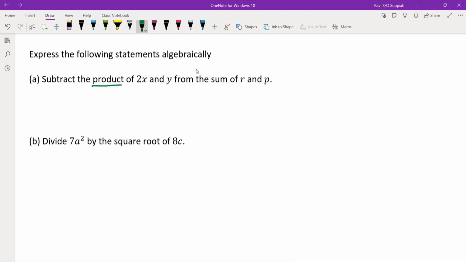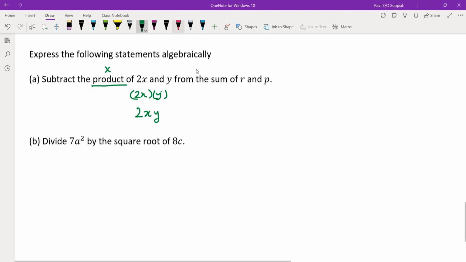So product means a multiplication of 2x and y. Okay, so basically this means 2x into y. And 2x into y, or 2x multiplied by y, is basically 2xy.